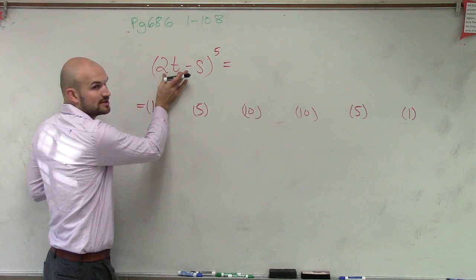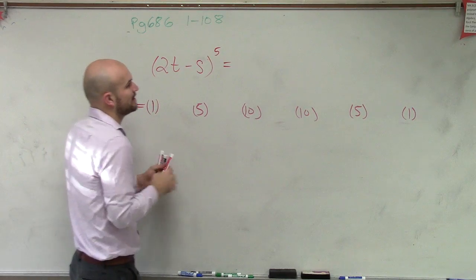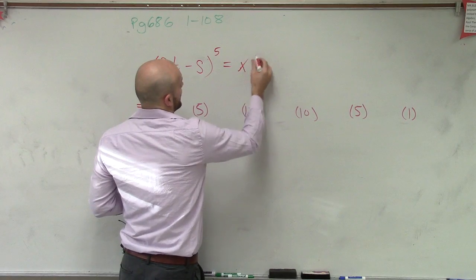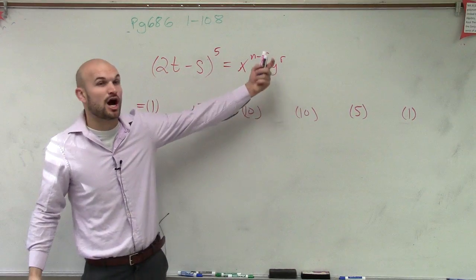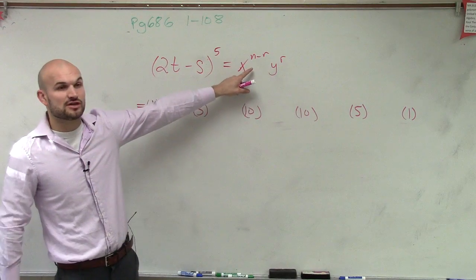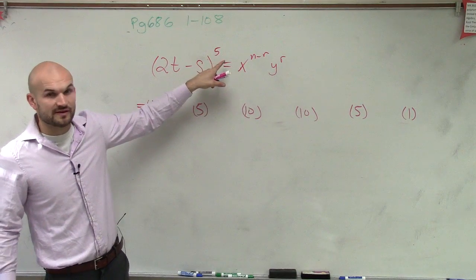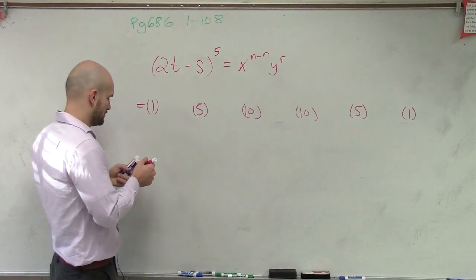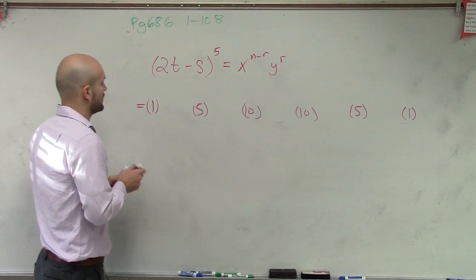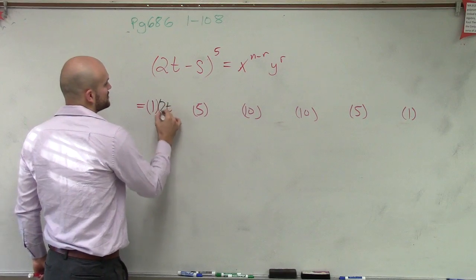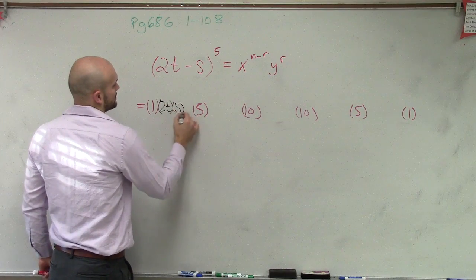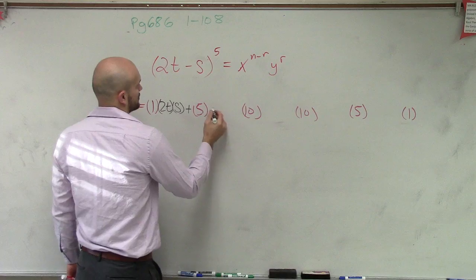This term starts at what degree? Because remember, each term can be rewritten as x to the n minus r times y to the r. So the first thing is we're going to say r equals 0. Therefore, my first term is going to be written to the fifth degree, right? So what I'll do is, we know we're going to have each term. So I'm going to have 2t, and I'm going to have an s.